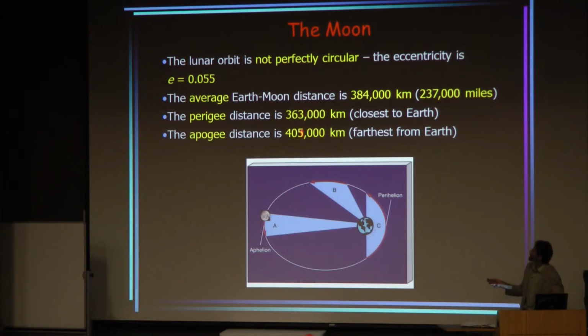You can actually see that if we compare these two numbers, they differ by about 10% or so. So the apogee distance is farthest from Earth, perigee distance is closest to Earth. And so these numbers correspond in miles to about 237,000 miles. We also have the moon actually obeying a version of Kepler's laws as it orbits around the Earth. It's going to sweep out equal areas in equal times. So this means that the moon actually moves a little faster at perigee than it does at apogee, just as we saw with planets orbiting the Sun.